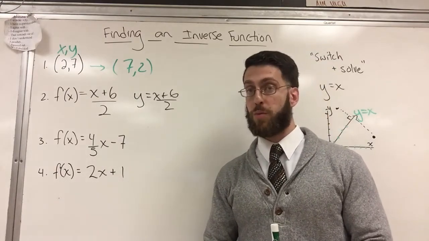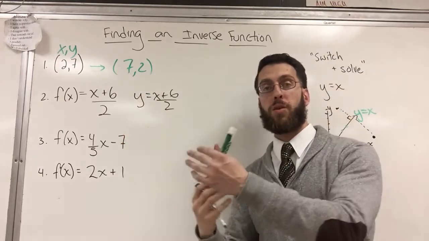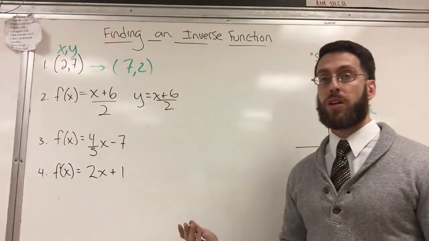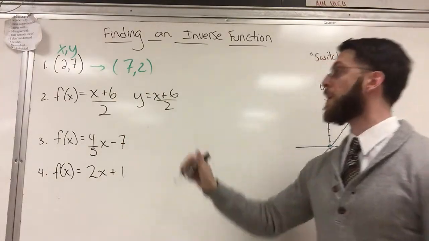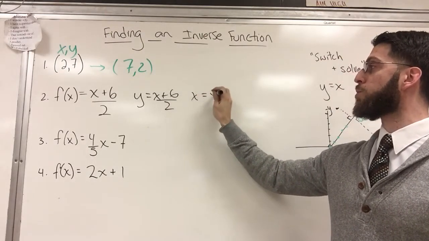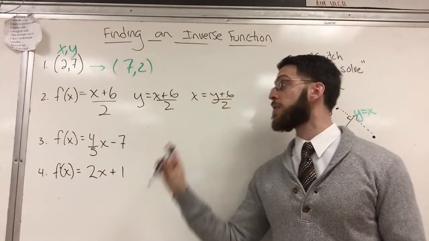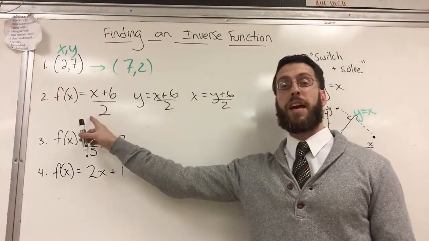Now I'm going to do the switch move. So I'm going to switch my x and my y. Wherever y was, x goes. Wherever x was, y goes. That's what an inverse is. You're switching. So, I guess it's x equals (y + 6)/2. That's it. This is the inverse of that.